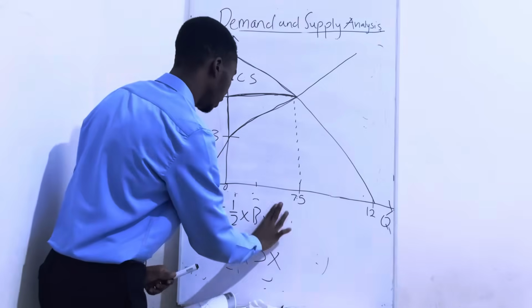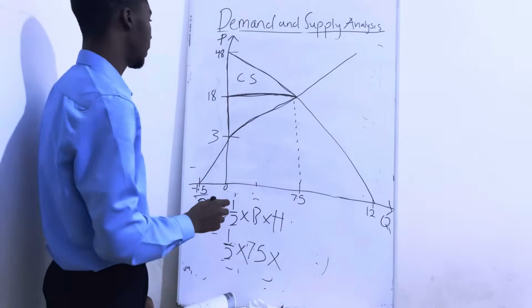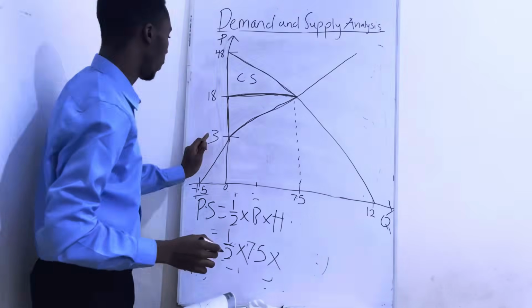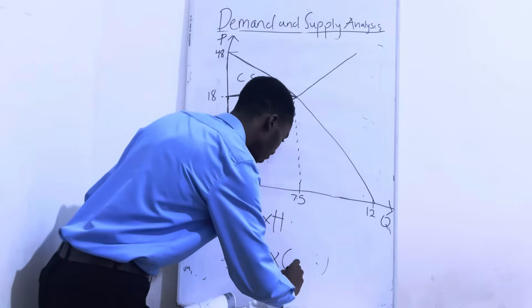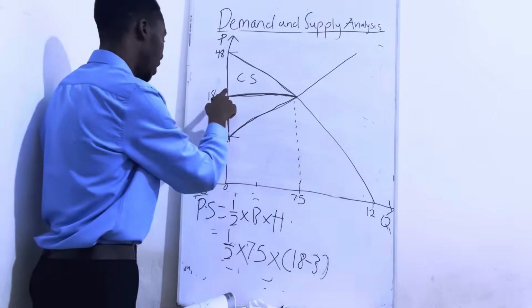So here was supposed to be h. So half times base times height. Get it? Then for the height, this is the height now. You get it? So from here to here, so from 3 to 18. So you can just multiply times into brackets 18 minus 3. You can subtract this and this to get the height.